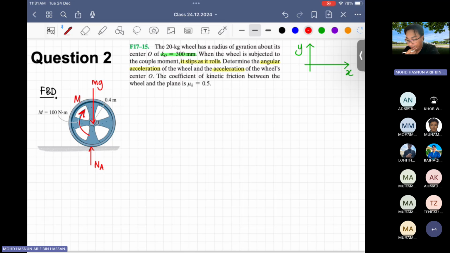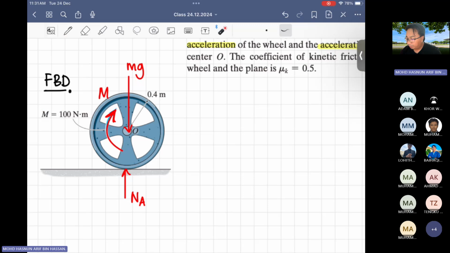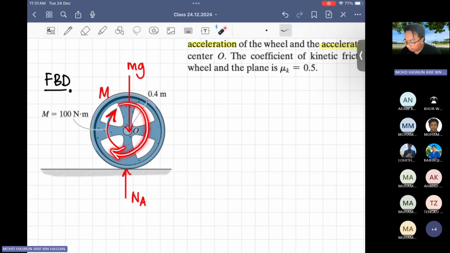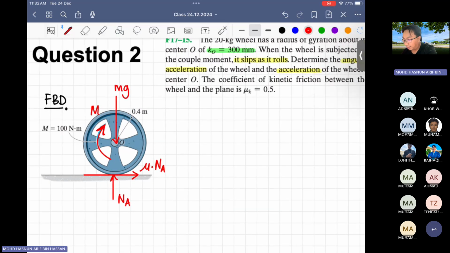And also the friction. As I explained earlier, when the wheel is rolling clockwise, the friction will be pointing to the right. So you will have a friction force pointing to the right. This is mu times NA, which is mu K in this case. Okay, so this is our free body diagram.